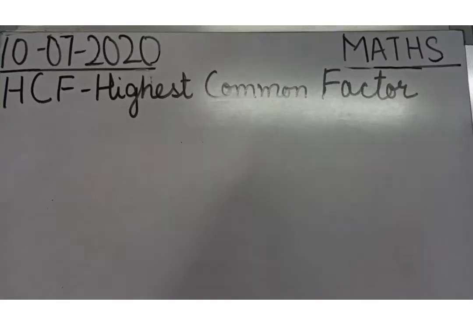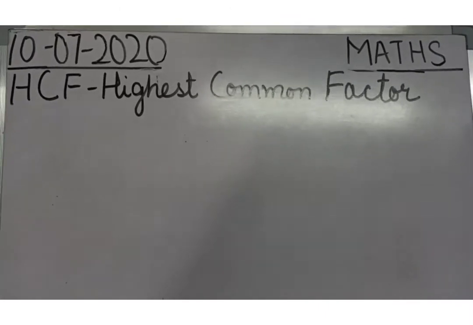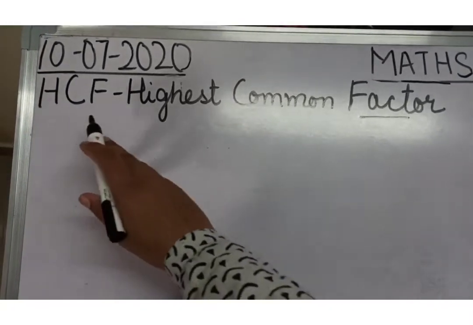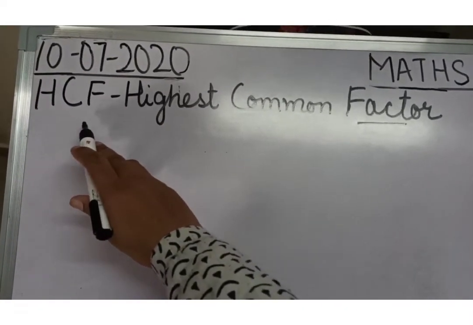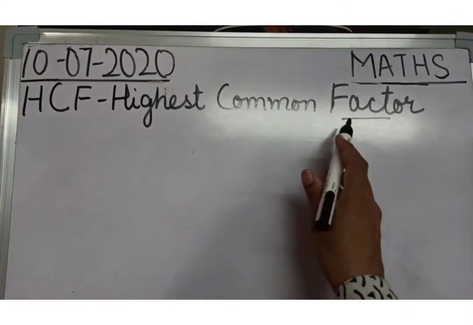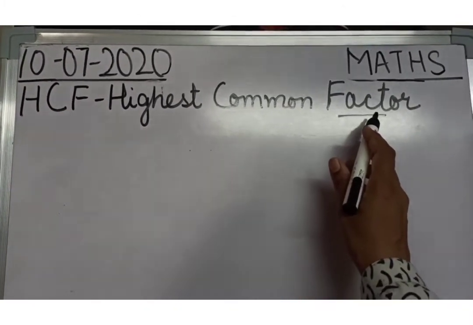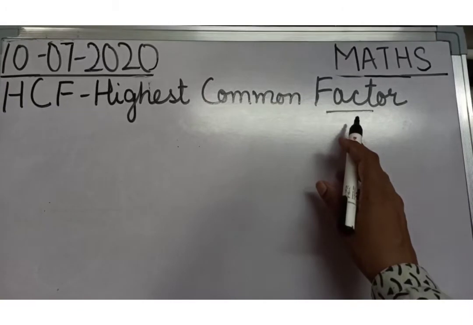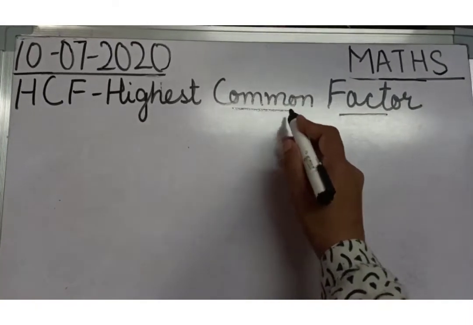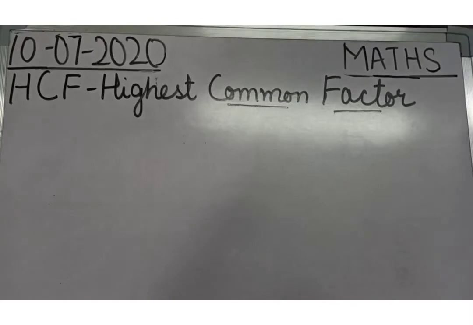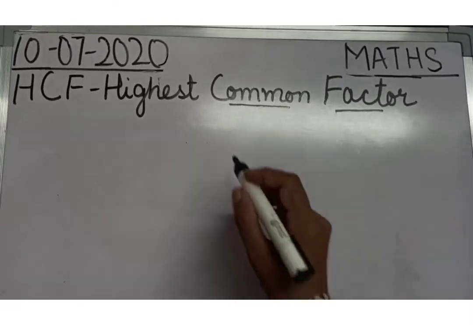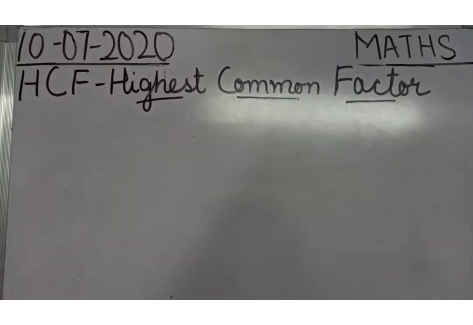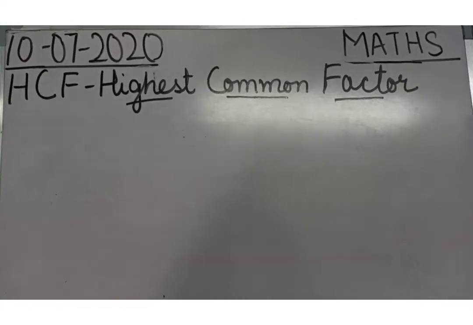So now students, when we understand the meaning of factor, the next thing is we are going to understand what is HCF. HCF stands for highest common factor. When you say factor, we understand that factor means we are looking for the numbers which come in a table. But when you say common, it means we are comparing it with another number. And in that comparison, we are looking for the highest common factor. Let us see with the help of one example.